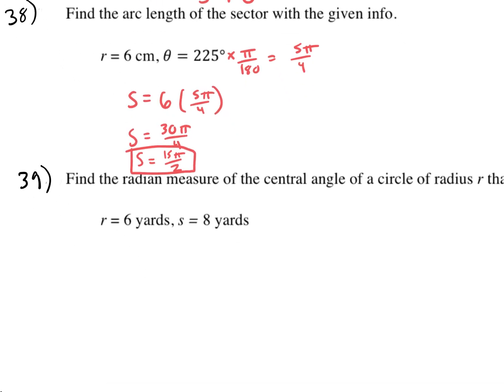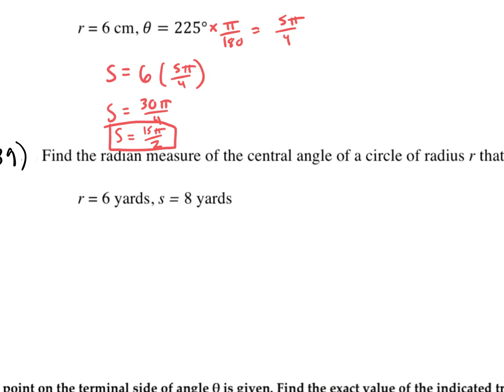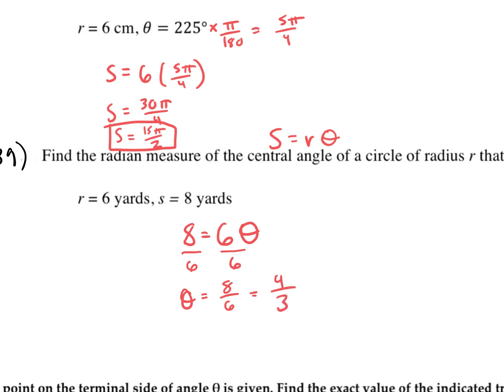All right, 39 is the same thing. So we're using S is equal to R times theta again. So 8 is equal to 6 times theta. So divide both sides by 6. Theta is equal to 8 over 6, which is 4 over 3. This is in radians, because anytime we use the formula, it has to be in radians. The question asks us for radians, so we're good. So this is our answer, 4 over 3. If the question asked us for degrees, so if it said find the degree measure of the central angle, we would have to convert it to degrees.